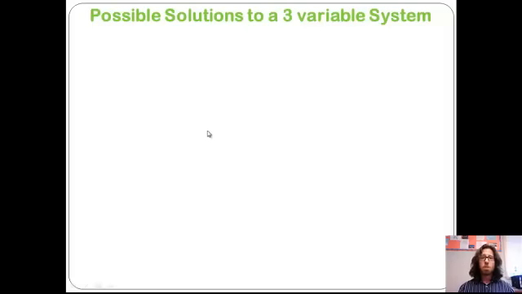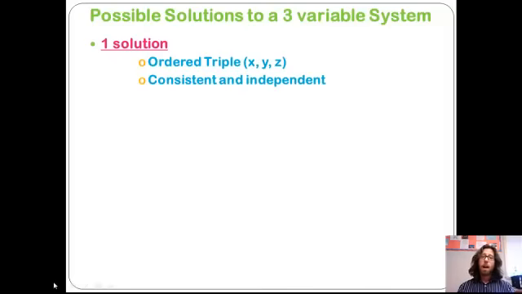So, possible solutions to a three-variable system. If this doesn't make perfect sense, don't worry about it too much. Basically, we're going to look through all the different possibilities. Instead of looking at them with lines, we're going to look at them with planes in this case. So one solution is an ordered triple, and again, we're going to have an x, a y, and a z. That's x, y, and then the third dimension, z, kind of popping out of the paper.